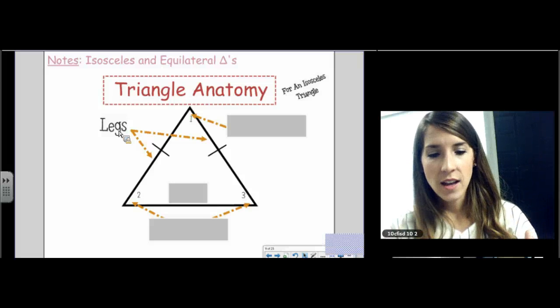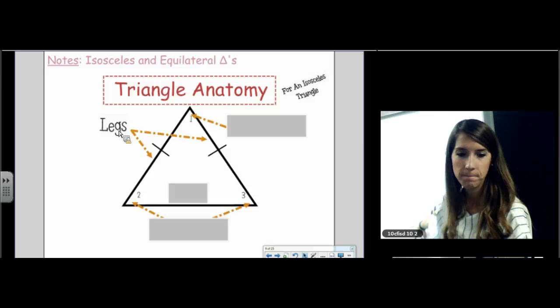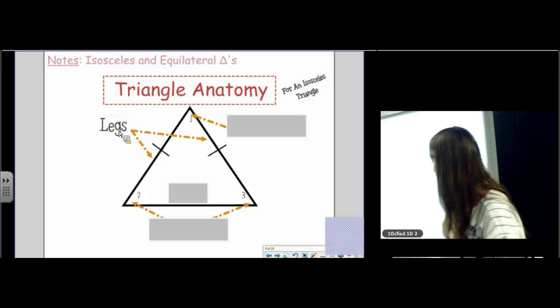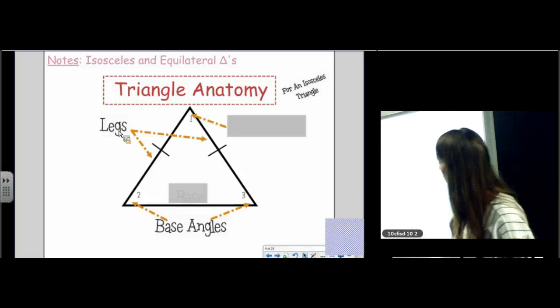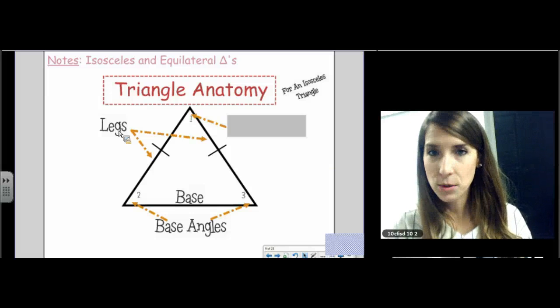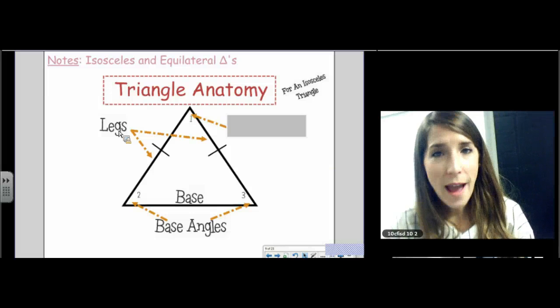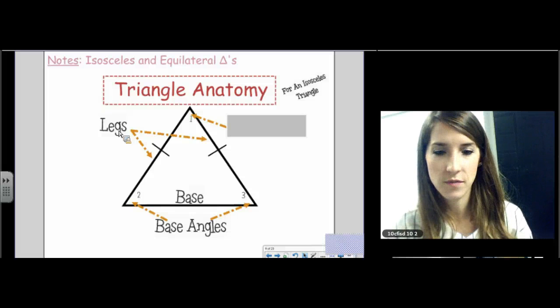What's the side that's not congruent? What do you call this one down here? The bottom one. Yes, Quan, very good. That is the base. Oh, I just got rid of the base angle. Sorry. There's the base. So we've got the base and we have two legs. And then the angles that surround the base are just what you would guess they are. They are called base angles.